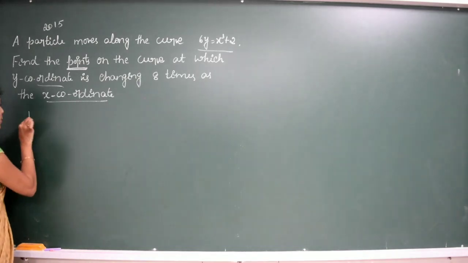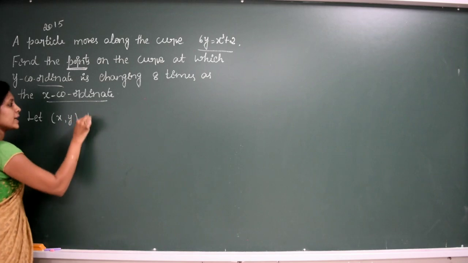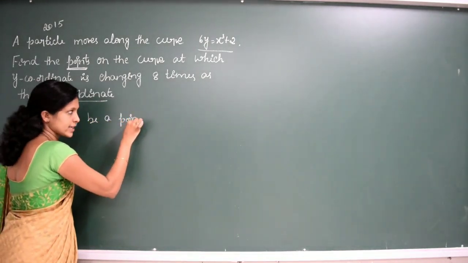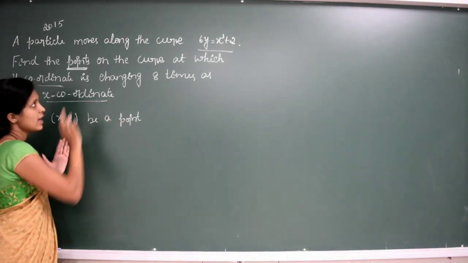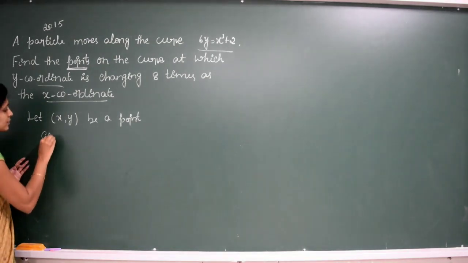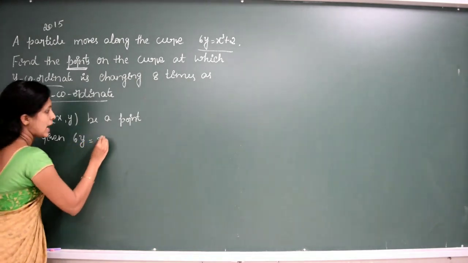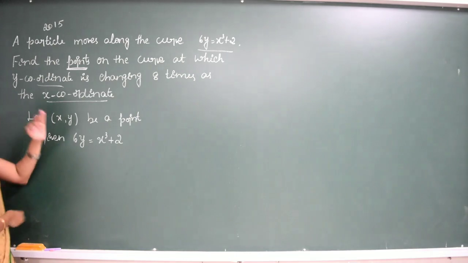Let us consider the point (x, y). We have considered the point as (x, y). We have to find the values of x and y. And the curve equation is given. What is given? 6y = x cube plus 2. So this is given. Now one more thing is given.